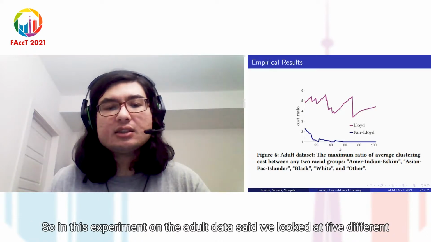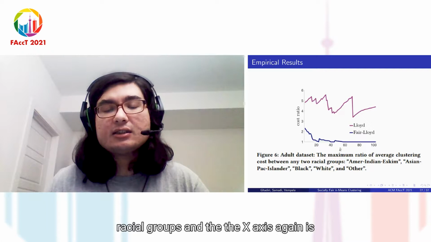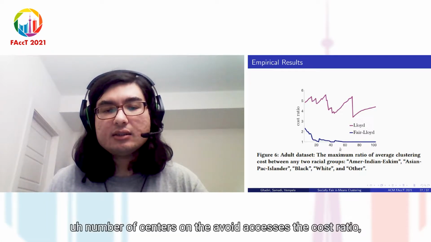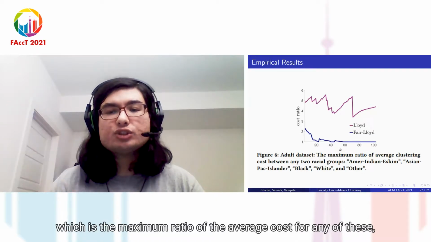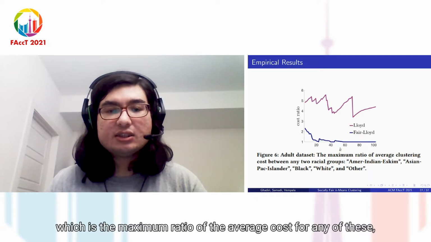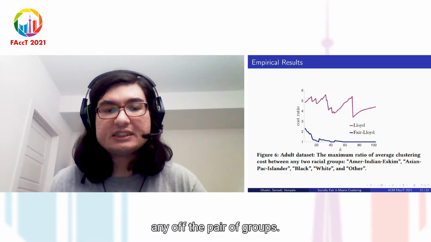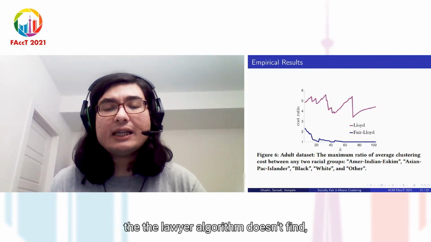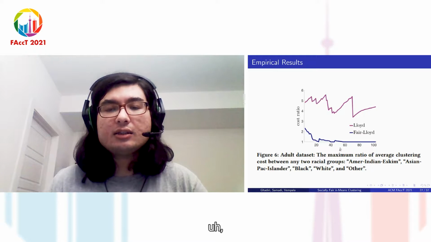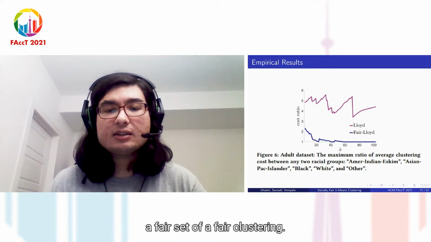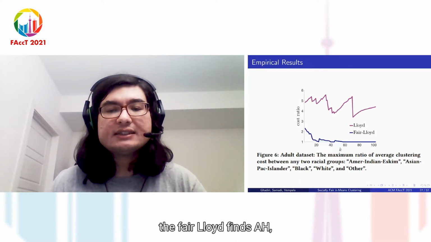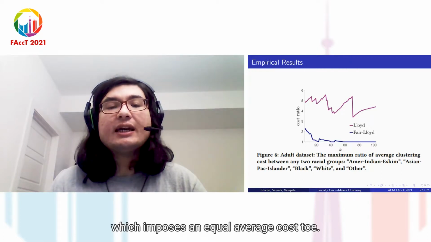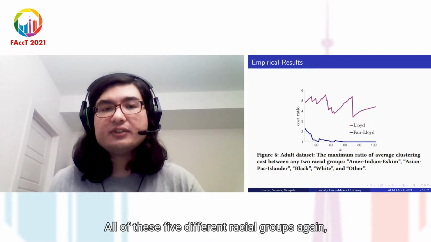So in this experiment on the adult data set, we looked at 5 different racial groups. And the x-axis again is the number of centers, and the y-axis is the cost ratio, which is the maximum ratio of the average cost for any pair of groups. And as we can see, the Lloyd algorithm doesn't find a fair clustering, but with about 20 centers, the fair Lloyd finds a clustering which imposes an equal average cost to all of these 5 different racial groups.